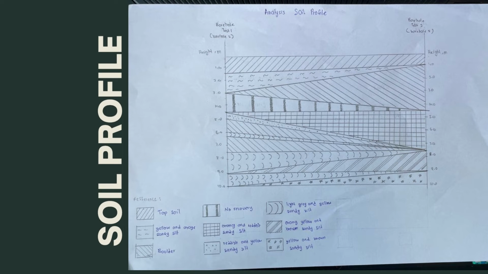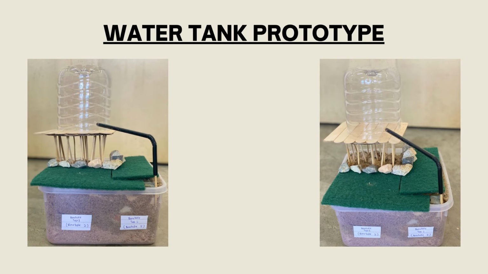This is our soil profile. We separate it for borehole test 1 and borehole test 2 and find the soil profile before we construct our water tank. After we get the soil profile, we manage to construct our water tank at borehole test 1, which is also borehole 2, as the soil is more dense than borehole test 2. This is our water tank prototype. We made it from recycled materials that we have.